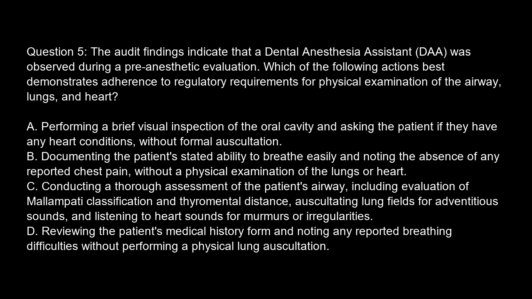Documenting the patient's stated ability to breathe easily and noting the absence of any reported chest pain without a physical examination of the lungs or heart. Option C. Conducting a thorough assessment of the patient's airway, including evaluation of Mallampati classification and thyromental distance, auscultating lung fields for adventitious sounds, and listening to heart sounds for murmurs or irregularities. Option D. Reviewing the patient's medical history form and noting any reported breathing difficulties without performing a physical lung auscultation.